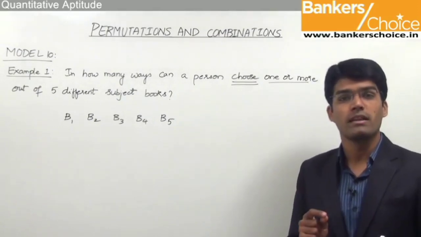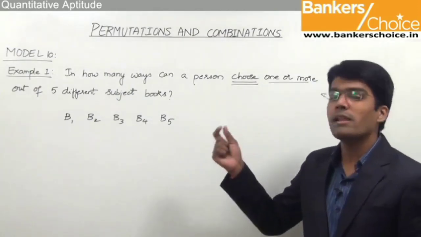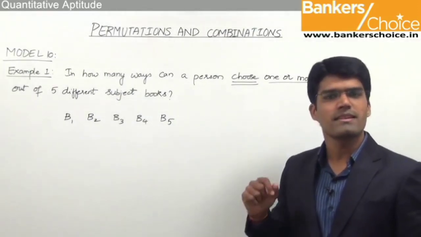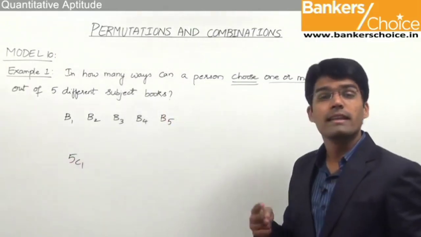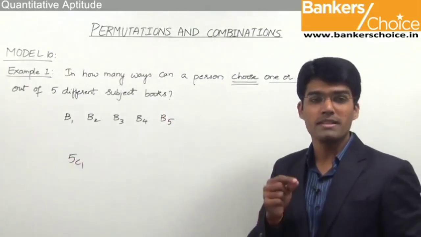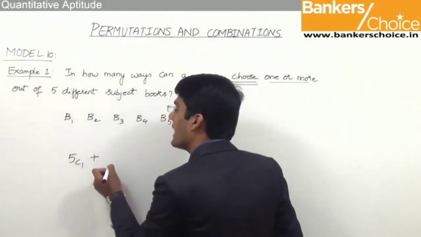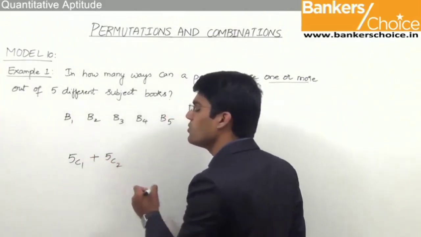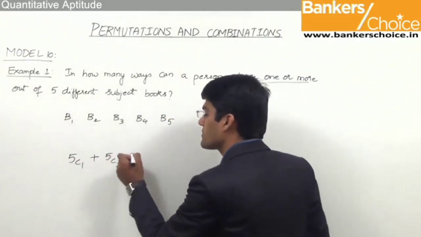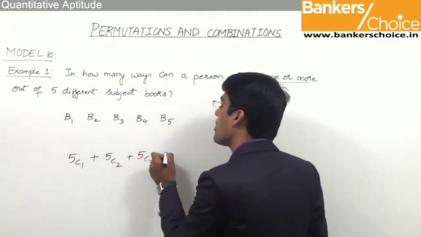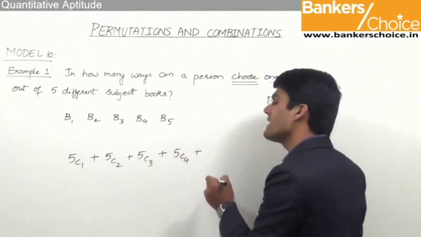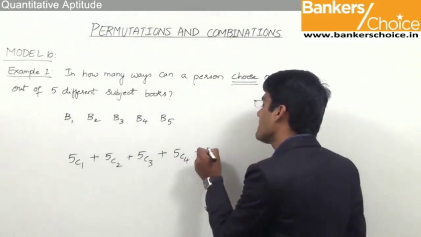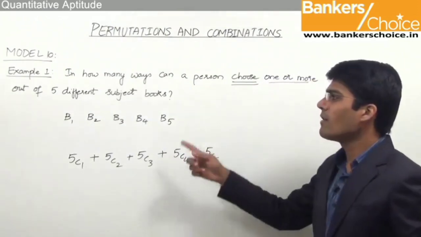Now going by the first one, in how many ways can a person choose 1 book? There are 5 books, the person has to select 1. It can be done in 5C1 ways. Or he can select 2 books. Or means plus, so we need to take plus here, and 2 books can be selected in 5C2 ways. Or he can select 3 books, so plus 5C3 ways. Or he can select 4 books, so plus 5C4 ways. Or he can select all the 5 books, so plus 5C5. So this is the answer for the question here.